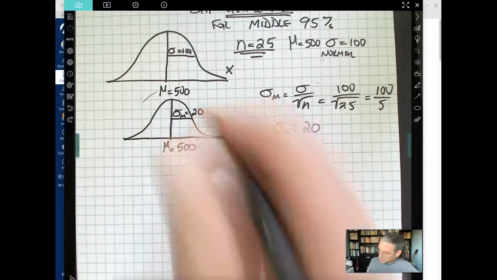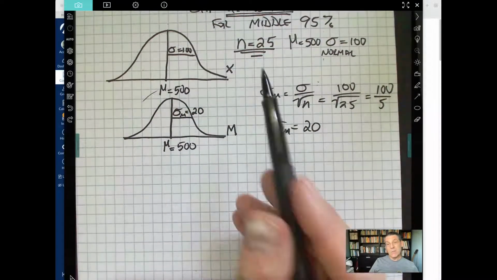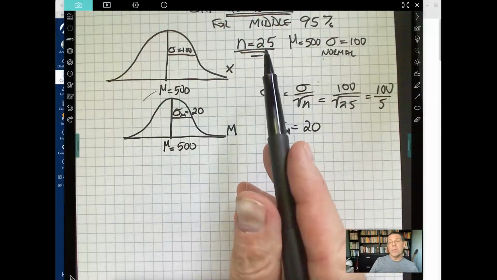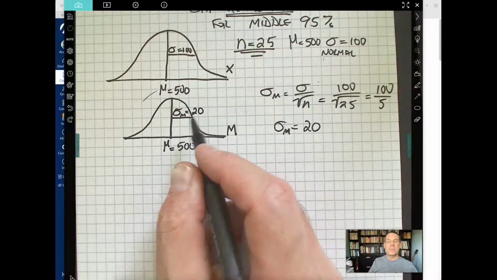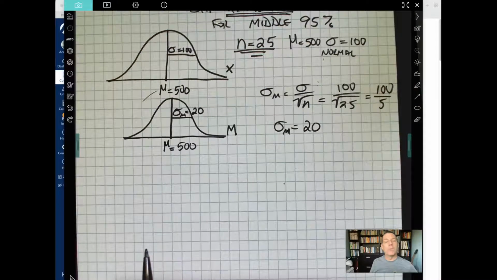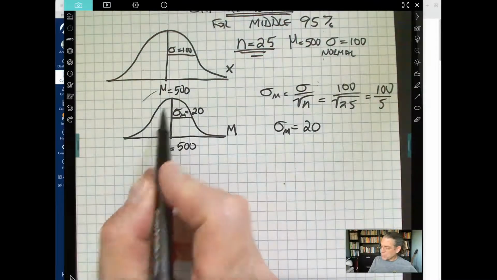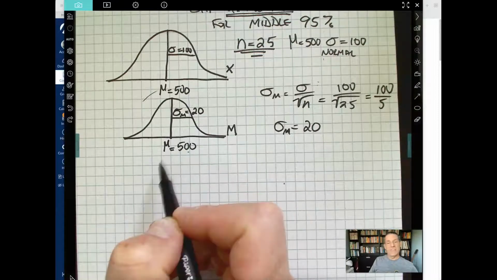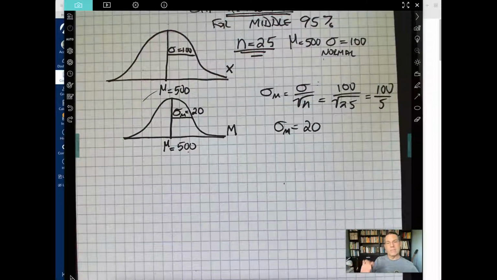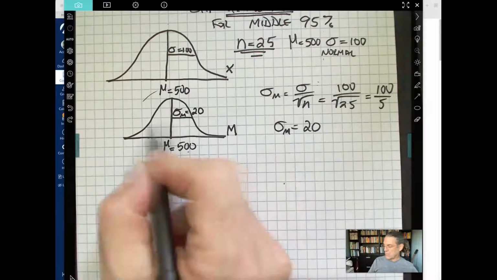So this is 20. We should expect any sample of 25 people to have a sample mean right around 500, plus or minus about 20 points most of the time. So you can get a big chunk of them here, somewhere between 480 and 520, because that's 20 points on either side, one standard deviation on either side.